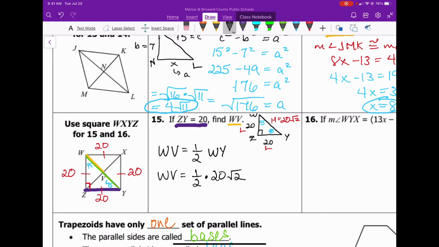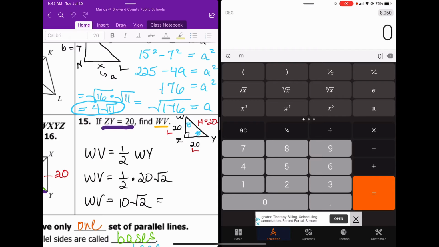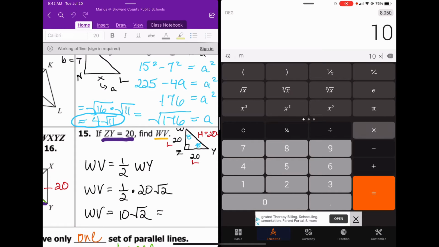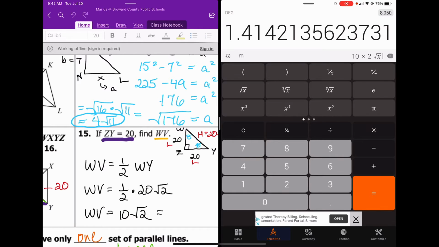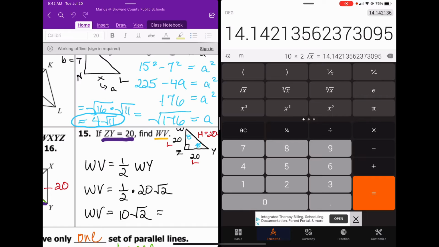Well, half of 20 is 10. So WV is equal to 10 square root 2. All right, so we would do 10 times the square root of 2, and then we would say equals. So that right there would equal 14.1, roughly.